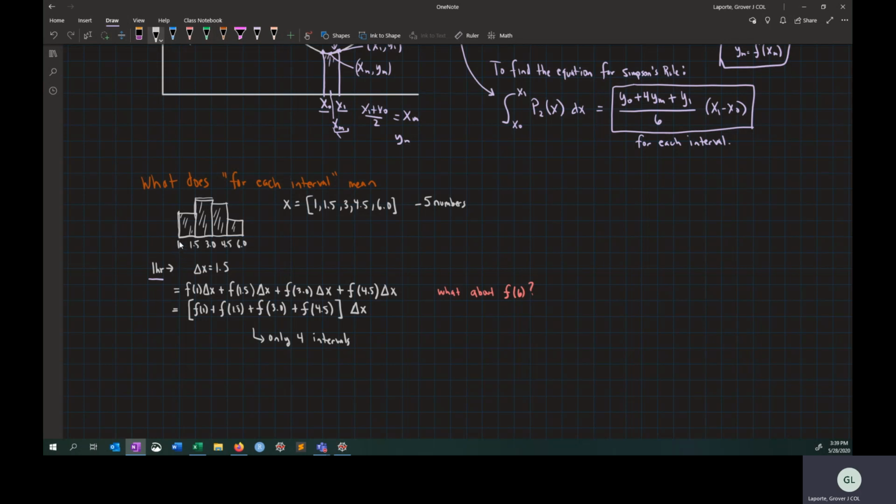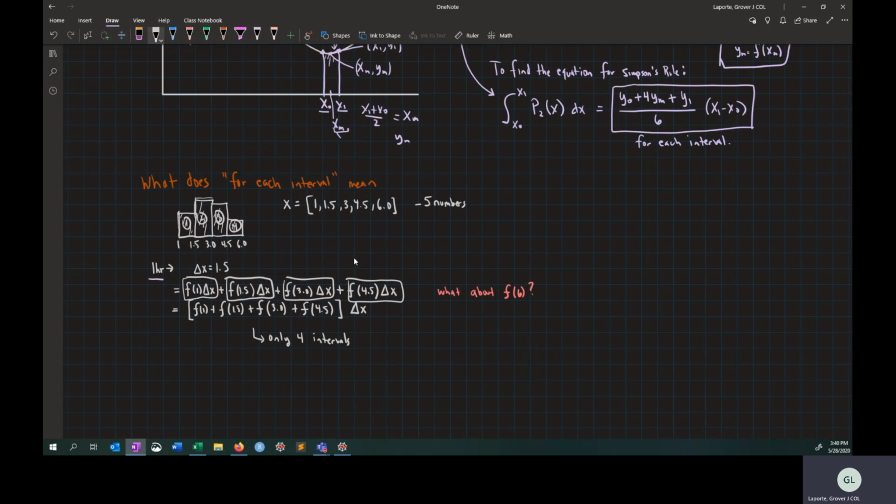So f of 1. So we're putting f of 1 in and getting this number. And that's where this f of 1 times delta x comes from. So that would give me the area of that rectangle. And then f of 1.5, which would be whatever height that is, and then times delta x, and so on and so forth until we get an estimate, right? So I got 1, 2, 3, 4 different intervals and 4 different rectangles that we're adding up.